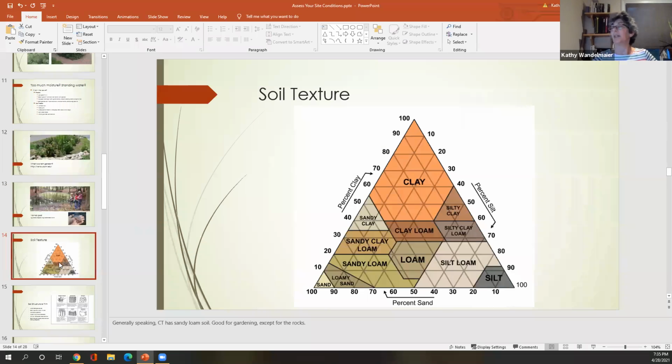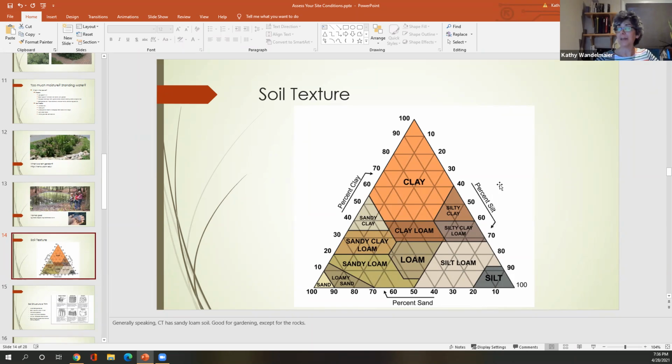And how do you figure out what percentage you have? If you're really adventuresome, you can go get a jar and fill it with water and put some soil in there and shake it up and let it settle, and you'll see the layers settle out, and then you can calculate the percentages. If you don't want to be bothered with that, I suggest that you get your soil tested. I'll talk more about soil testing in a few minutes.